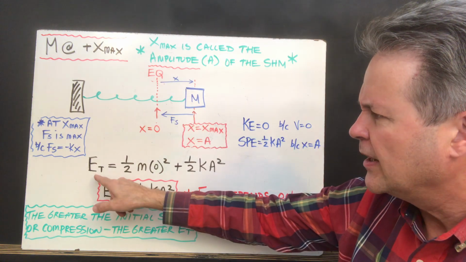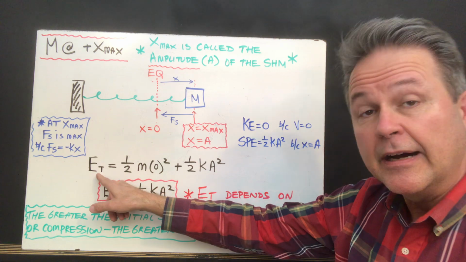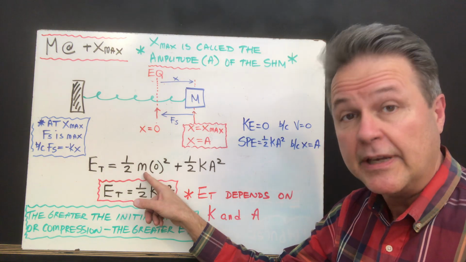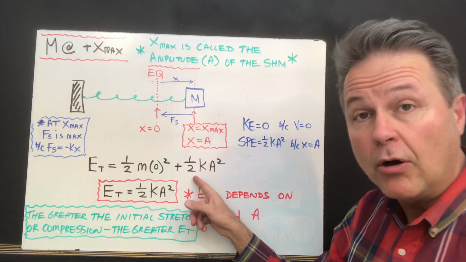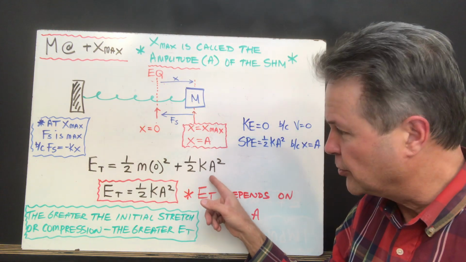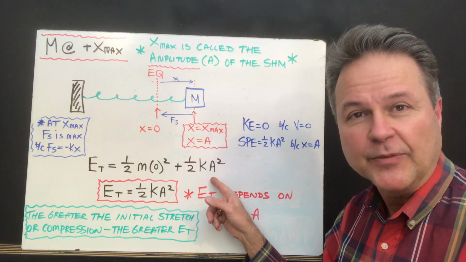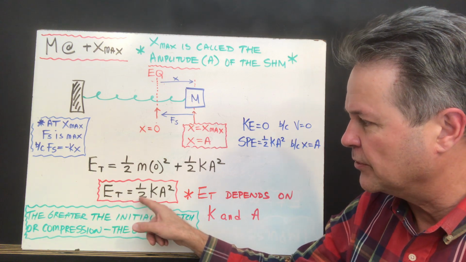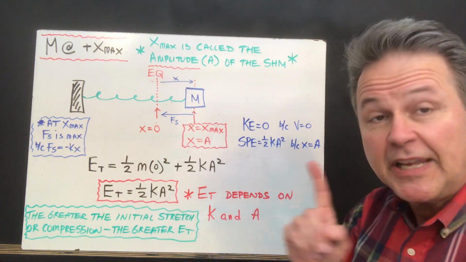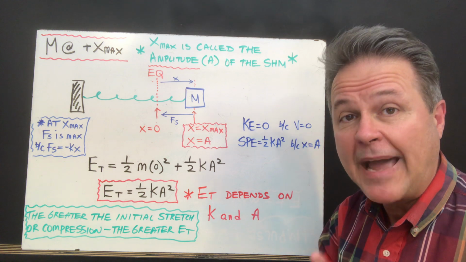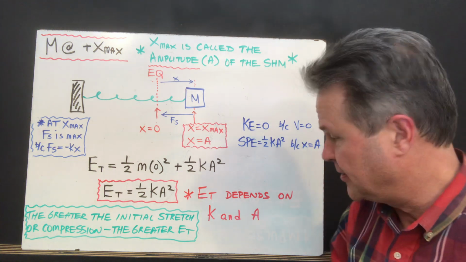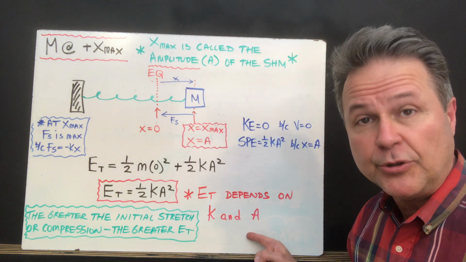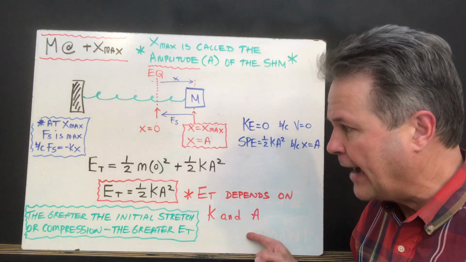So what we can do is take our energy formula and say that the total energy is going to be equal to 0 kinetic energy plus all of the spring potential energy, which is determined by the maximum value of x, or the amplitude. So that formula simplifies to total energy equals 1/2 kA squared, which tells us that the total energy of a mass spring system can be determined from the spring constant and the amplitude, the value of x max.